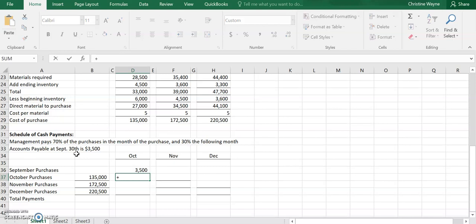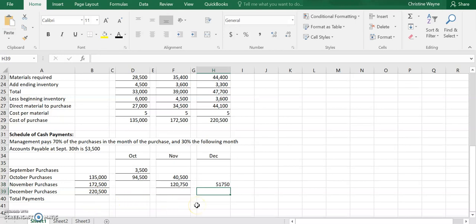I'm going to pay 70% during October. The other 30% are going to be paid that following month. So I'm going to take my purchases from October, and 30% of those are going to get paid in November. In November, I'm going to do the same thing. Obviously, I can't pay for something in October that I bought in November. That would be silly. So I'm going to start in November. I take my purchases from November, and I say 70% of those are paid during that month, and 30% of those are going to be paid that following month.